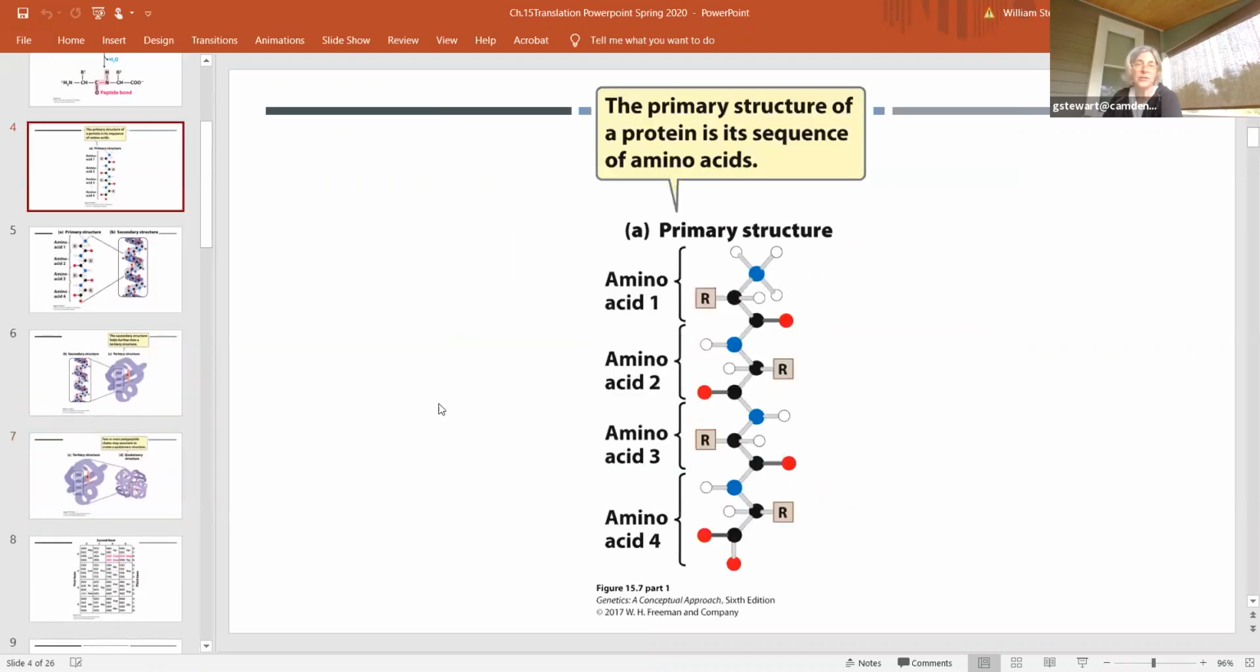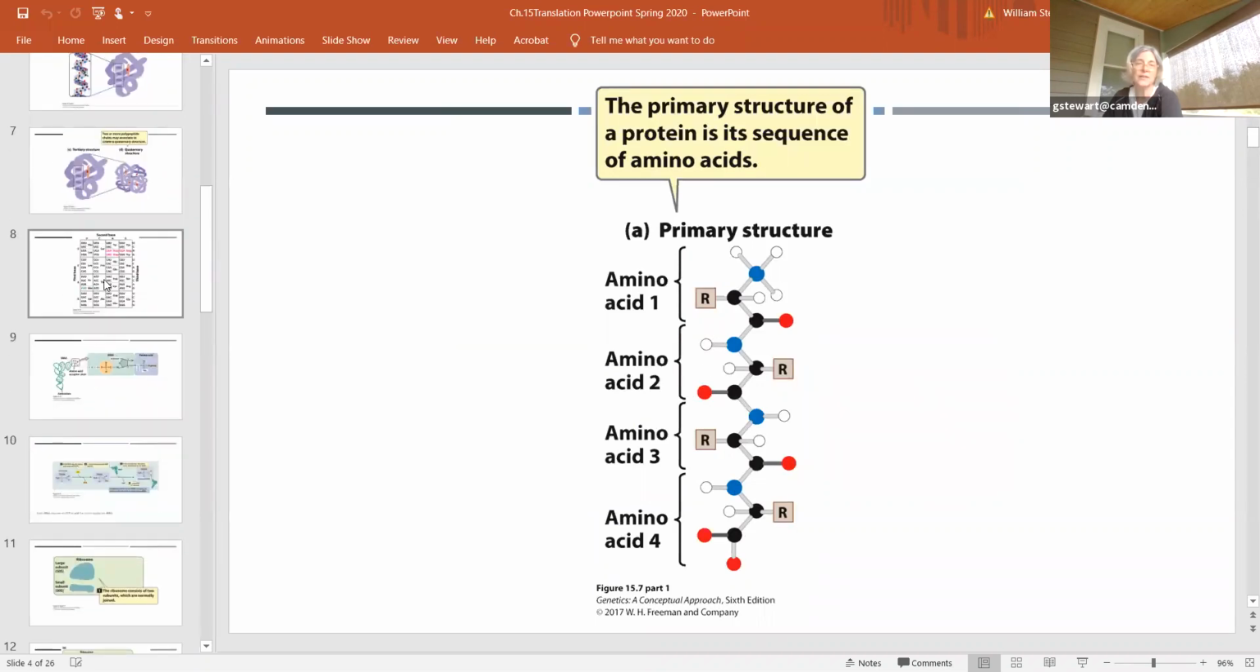Now we're going to go back and just focus on this primary structure of amino acids and how that gets built inside cells. So that's going to happen in what we call translation. And for that, we're going to need transfer RNAs, ribosomes, and the message itself.